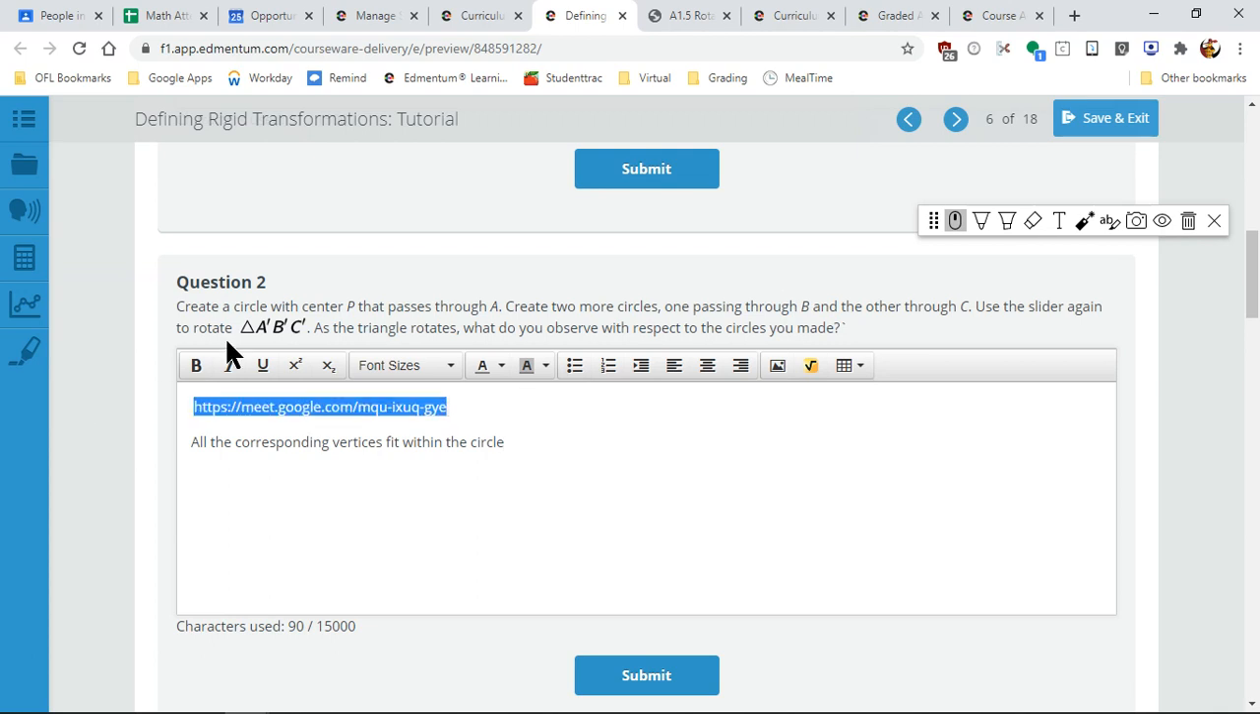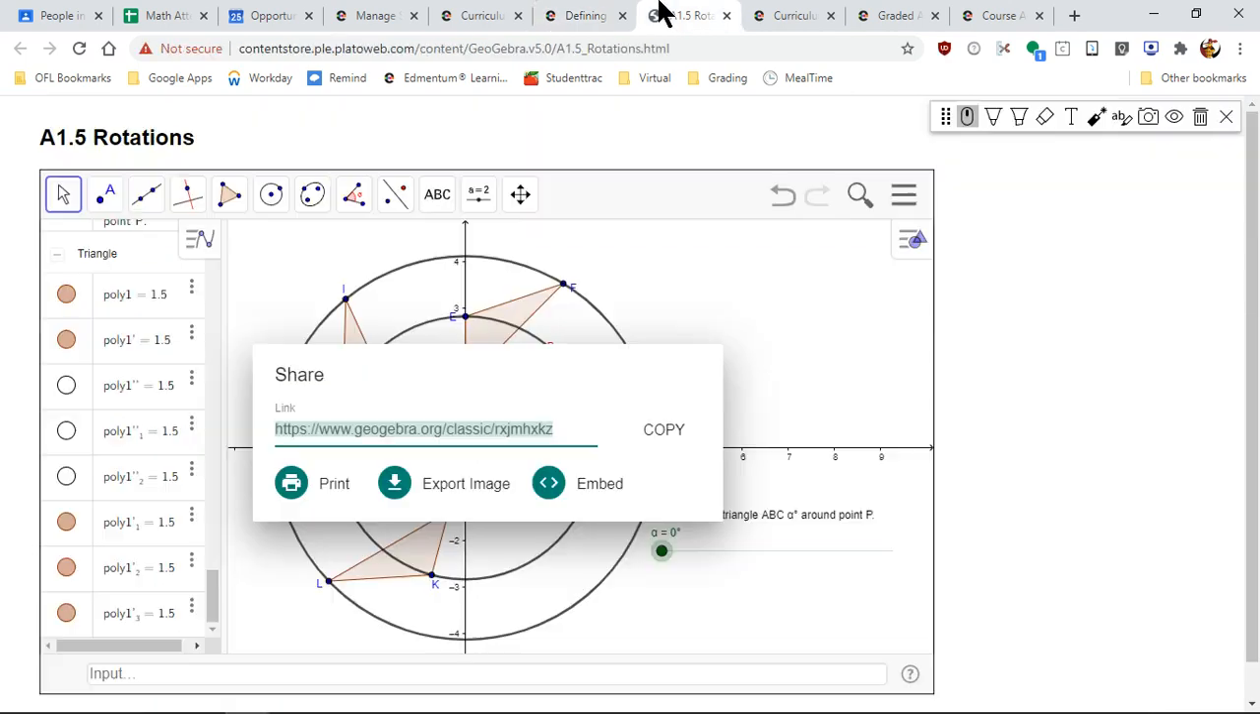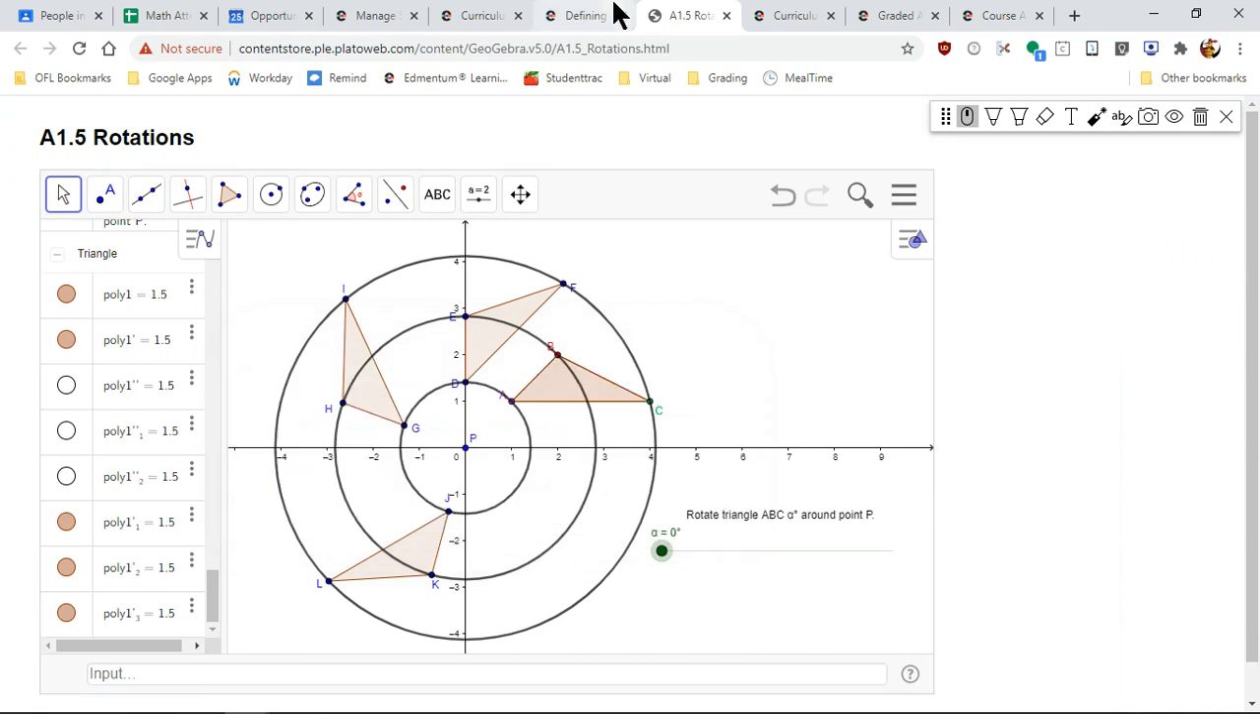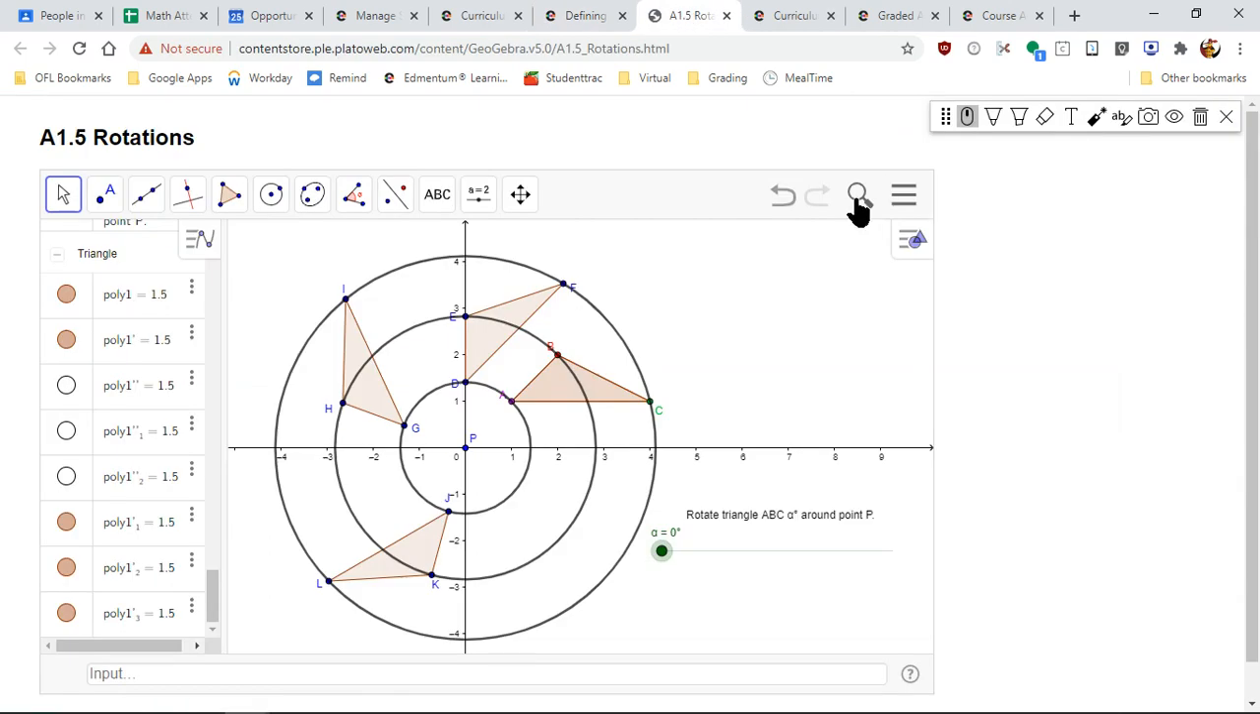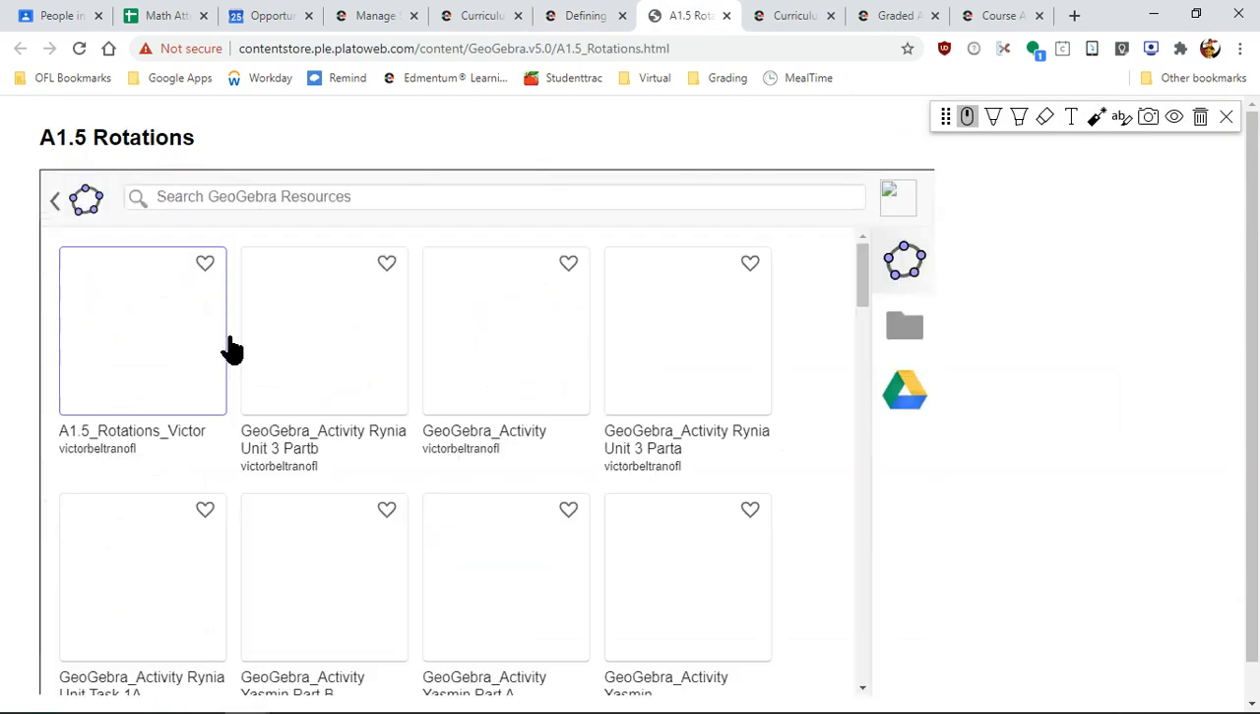Oops, I didn't copy it down. A meet link. Let's click copy. There we go. I read it and I'm like, why does it say meet? So here's the GeoGebra link for my saved thing. If anyone goes, they can see any one of my images.